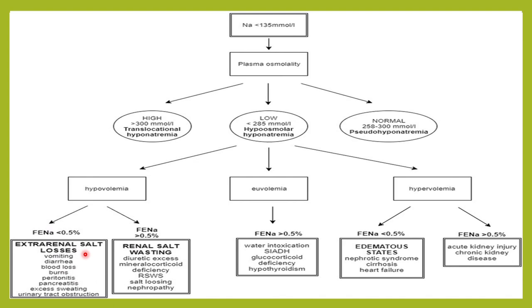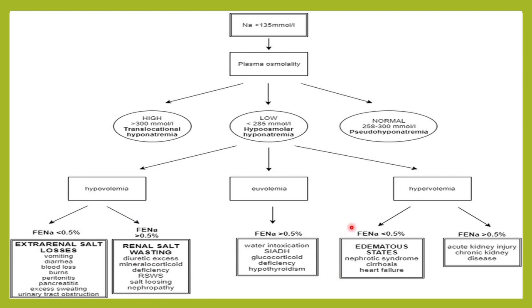So suppose it is an extrarenal cause, suppose it is because of vomiting or loose motion etc., the kidney will be normal, so the renal excretion of sodium will be less. Whereas if there is a problem in the kidney and then we are getting low sodium, we are getting low fluids, hypovolemia, that means the sodium excretion in the kidney also will be more. So the fractional excretion of sodium will be more because the kidney is damaged here.